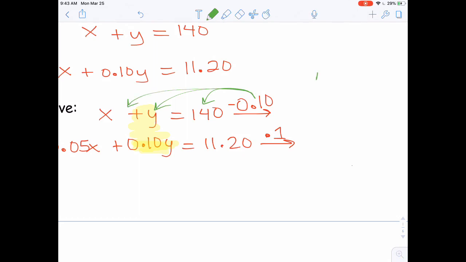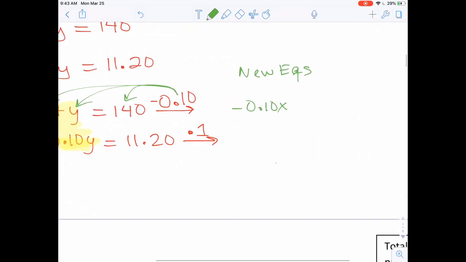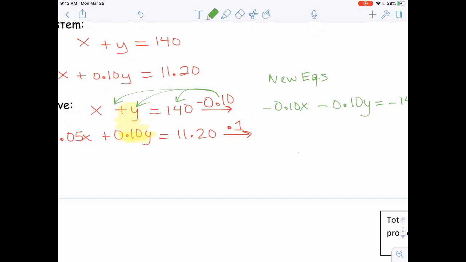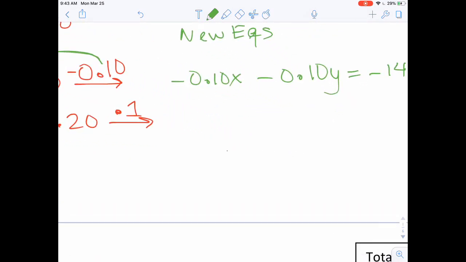So your new equations are going to look like this. This is negative 0.01x, minus 0.01y, and this is negative 14. You copy the same equation on the bottom because it's just times 1. Anything times 1 is going to be exactly the same. So I'm just going to use the red color to show that it didn't change because we just multiply by 1. And when you multiply something by 1, it just stays exactly the same.